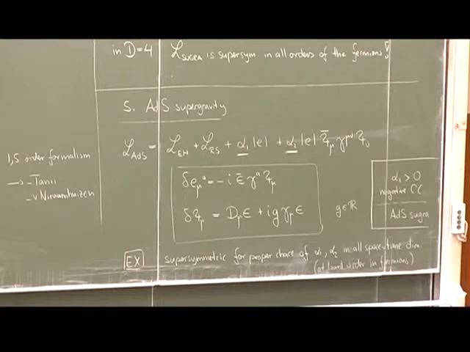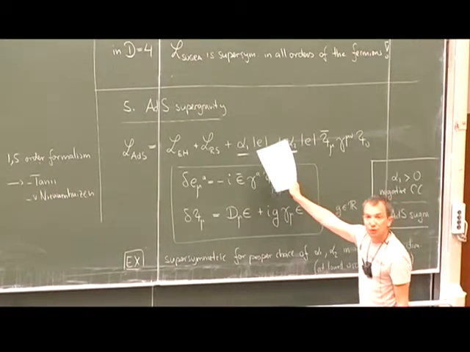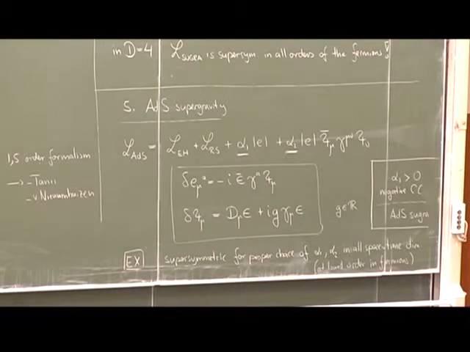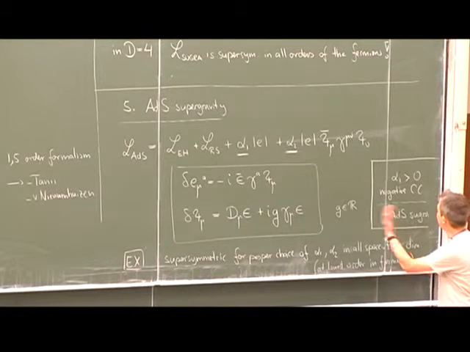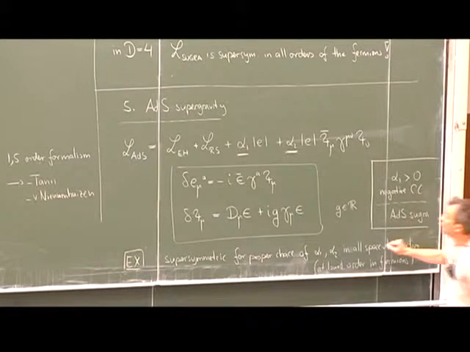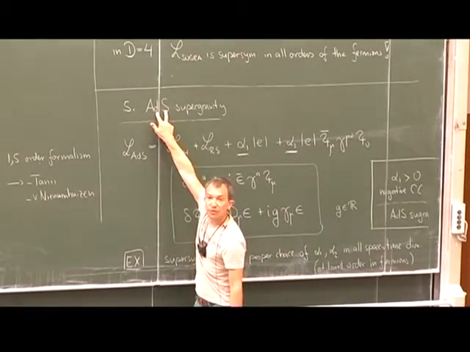So supergravity can also work in the presence of a cosmological constant, but only if that cosmological constant is negative. And that is in accordance with the fact that we know there are supersymmetric extensions of the AdS algebra, but there are no supersymmetric extensions of the de Sitter algebra.